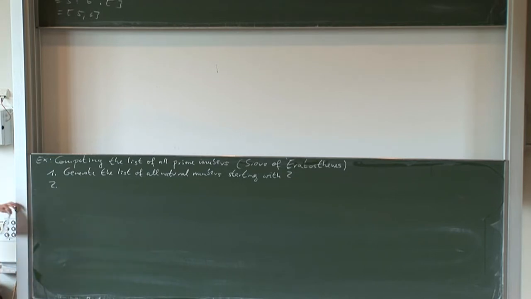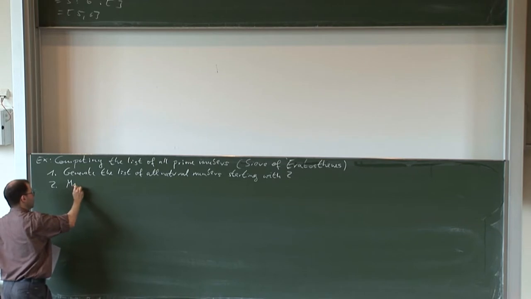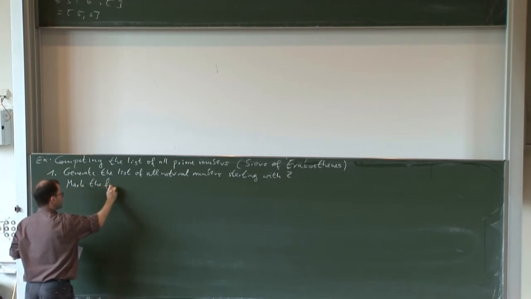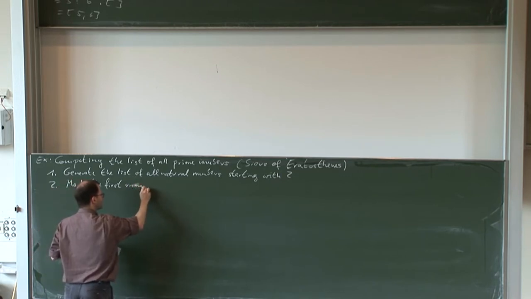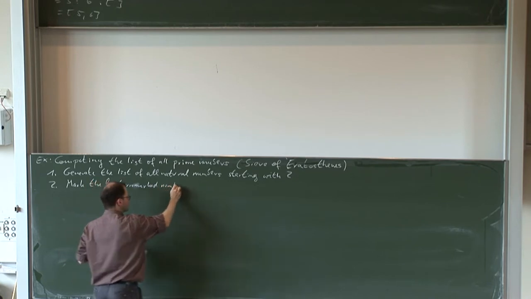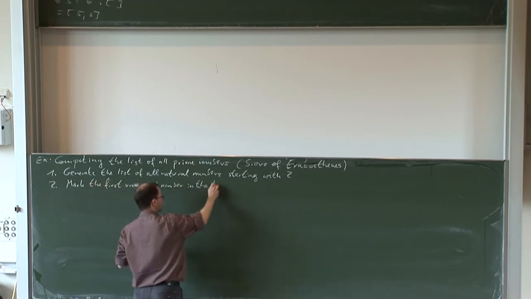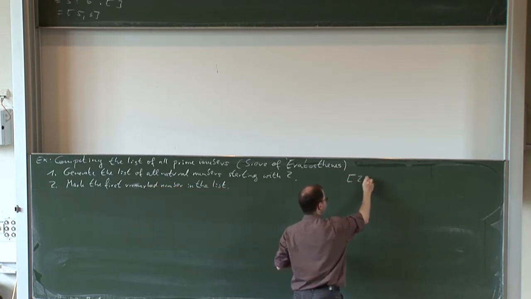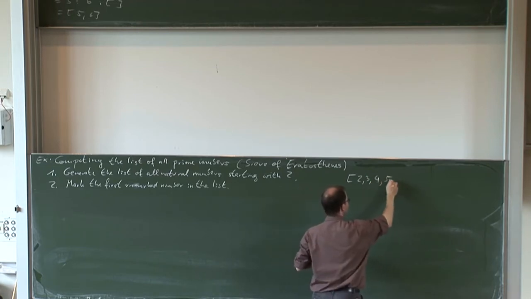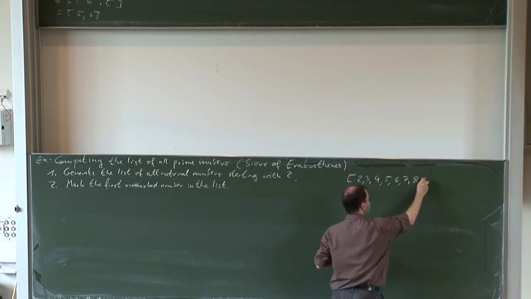Now, to delete those numbers, we first mark numbers. And in the next step of this algorithm, we mark the first number that was not yet marked. So in the first step, we would mark 2 because no number is marked. So mark the first unmarked number in the list. So I can execute this in parallel here. So let's say in step 1 we generate this list. 2, 3, 4, 5, 6, 7, 8, 9, 10, and so on.